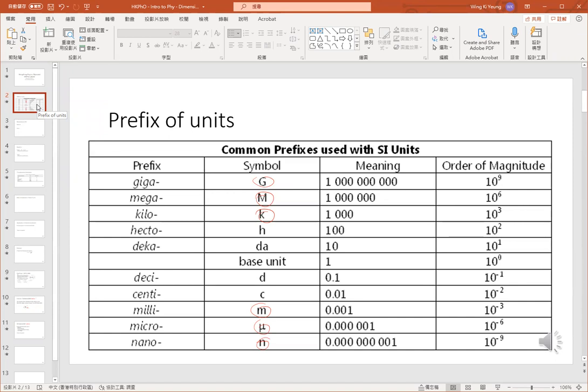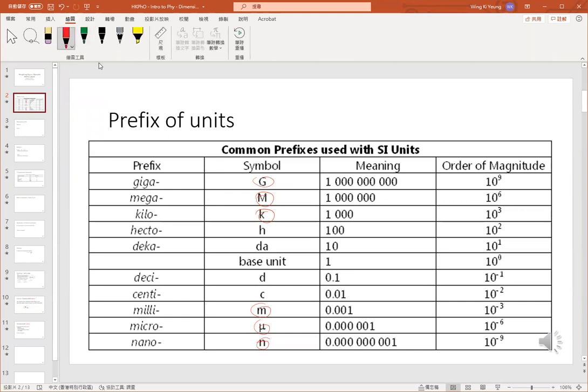So these are the prefixes of the units. You need to memorize them all, but you can forget some of them. So this one you don't need to know about, and this one you don't need to know about. Okay. Then the others you should all know about. Okay. Just some tricks to memorize it.